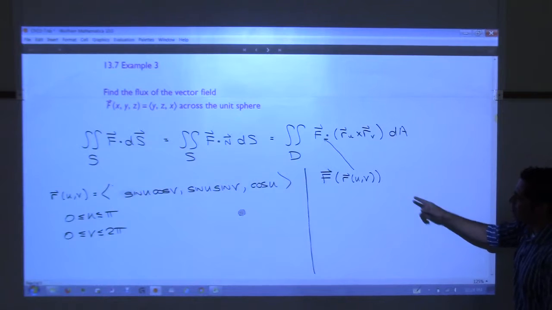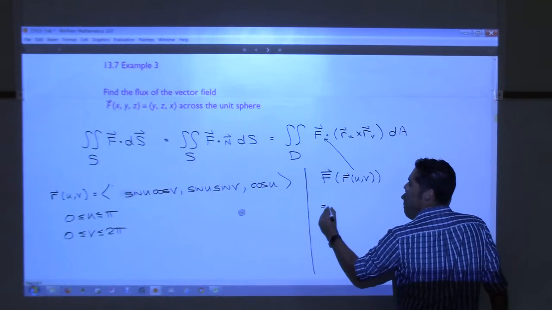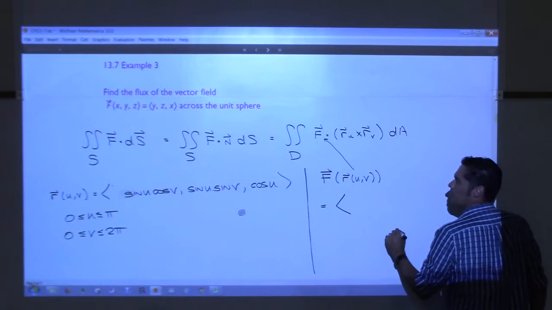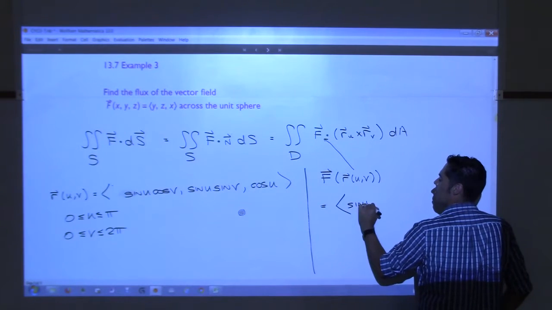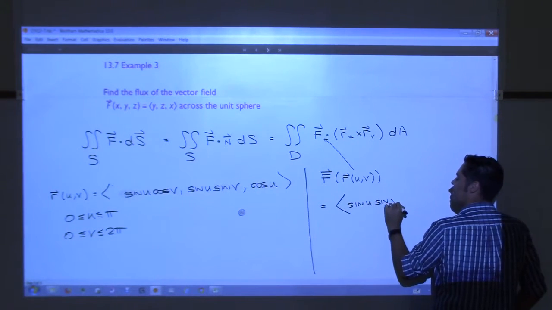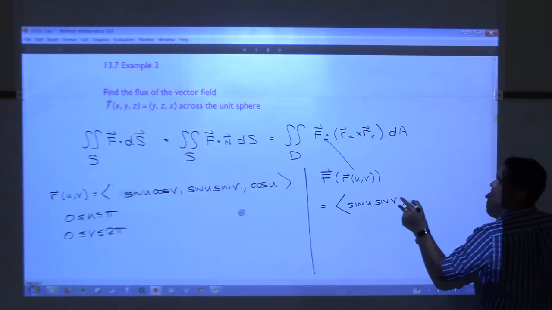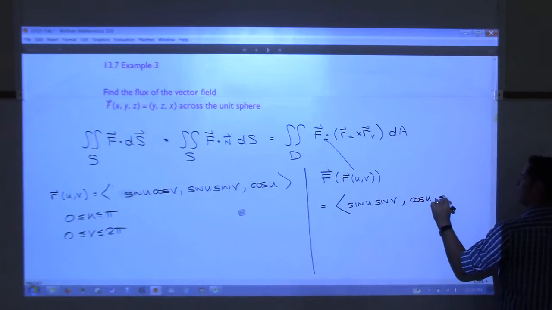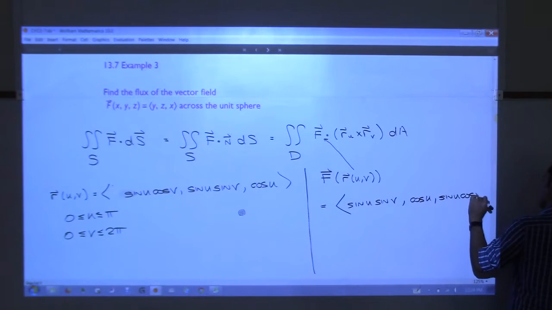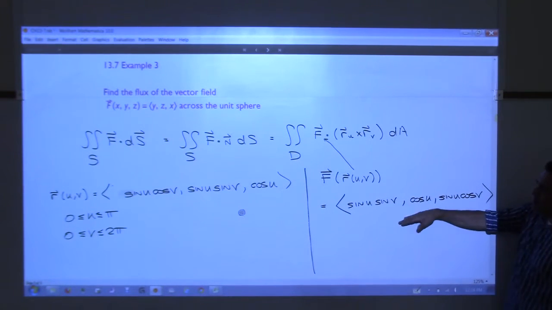You want to go ahead and get what this is right now? What would that be? What's that vector? Sine u sine v, because that's y. Then z, cosine u. And then x, which is sine u cosine v. Okay, so there's your F.